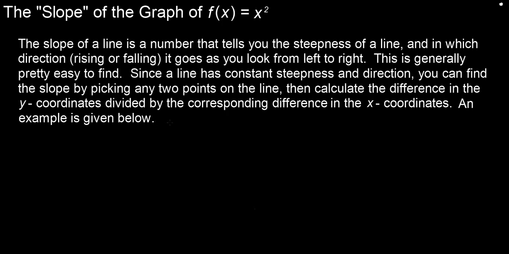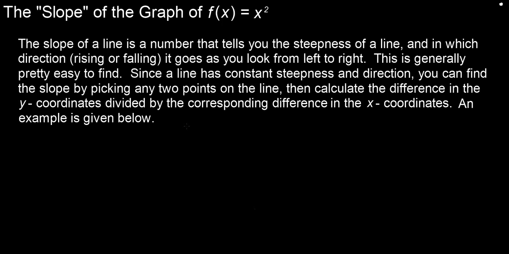just so we're on the same page, the slope of a line, and that's a word that's usually associated with lines, the slope of a line is some number that tells you something about the steepness of that line as well as the direction that it's going. In other words, how steep is the line and is it going up or is it going down as you look from left to right? So this single number called slope tells you that. And it's generally pretty easy to find on a line because lines have a constant steepness and direction, and so they have a constant slope.